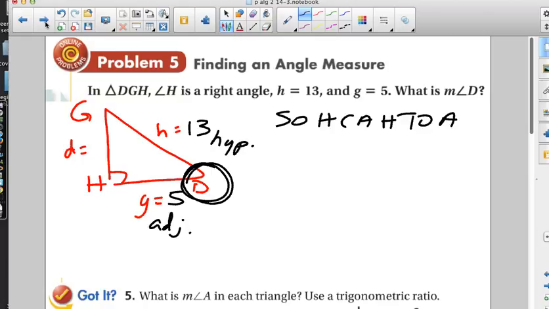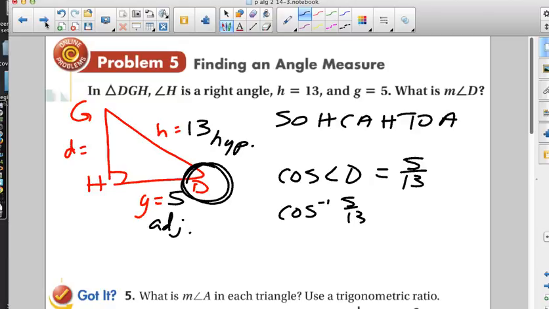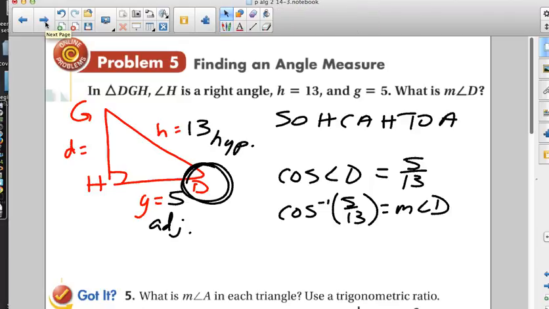So again, SOHCAHTOA. If you were wondering yesterday how people were getting that so fast, you think in your brain, okay, I need adjacent, hypotenuse. Which primary trig function is going to do that for me? Yeah, cosine is adjacent and hypotenuse. So the cosine of angle D equals 5 over 13. But we want to undo it. So we're going to punch in the inverse of that 5/13, that ratio of those two sides, equals the measure of angle D. And they didn't say to the nearest whatever, so maybe we'll just give them tenths, since the homework.